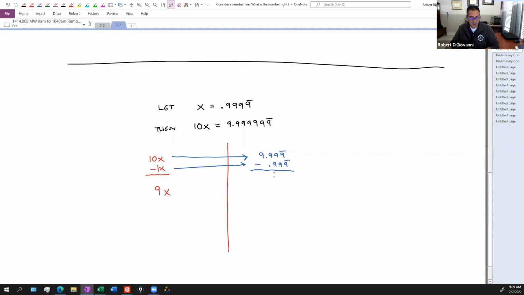And do you all see that if you subtract these two, these tails, all the 9s cancel each other, all those 0.9s that go forever, do you see that they kill each other off when you subtract? And all you're left with is what? That 9 out front, right? So this is 9. So what you're telling me is that 9X must equal 9.